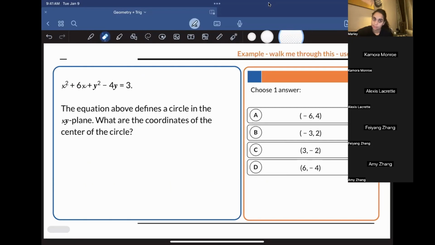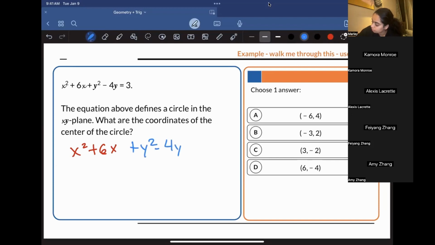So we have this equation, x² + 6x + y² − 4y = 3. I'm going to make the colors to make it really easy. To do this, x² + 6x, we know we need plus 9, so I'm going to add 9. And then we also know that y² − 4y, we want to do (y − 2)². Negative 2 times negative 2 is positive 4, so I'm going to add 4.